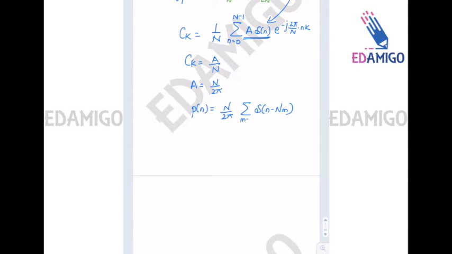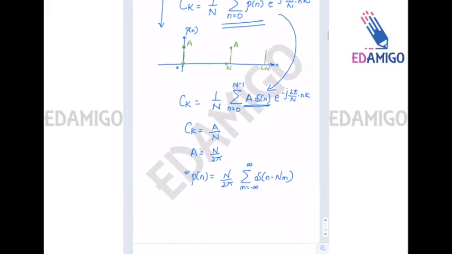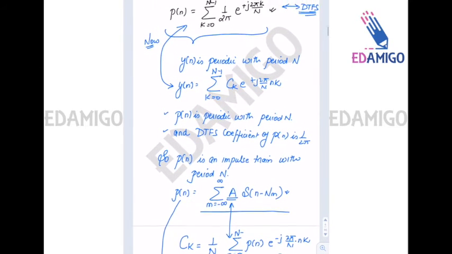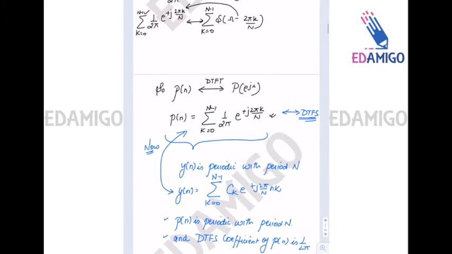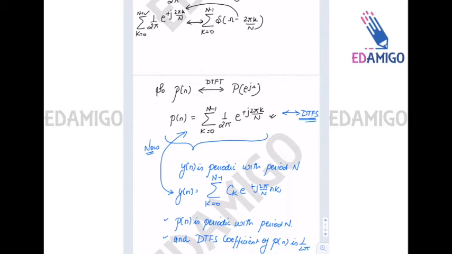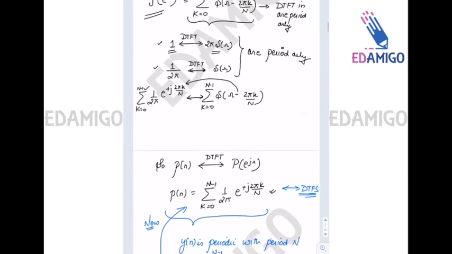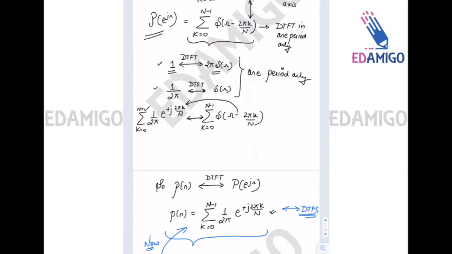So m is going from minus infinity to infinity. Okay, so this is your periodic signal. If you do not understand any of the steps in this whole derivation, then also it's not a big deal, because the final conclusion is very important.